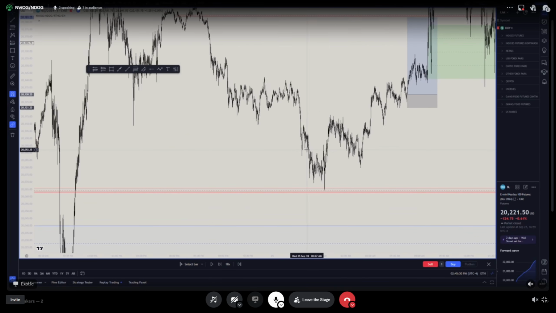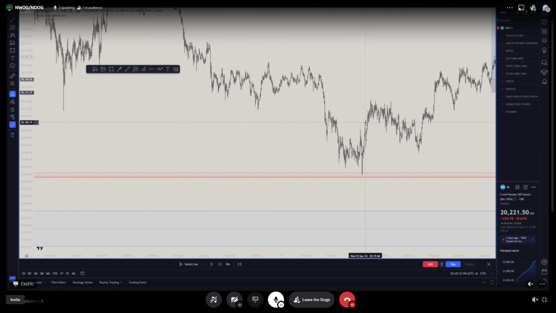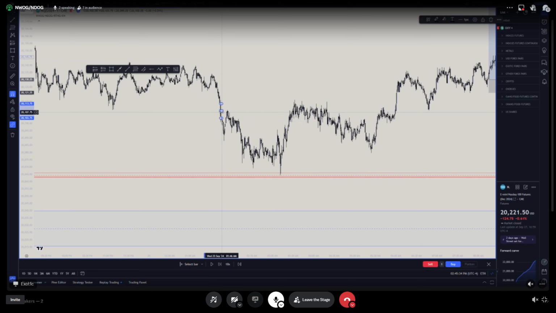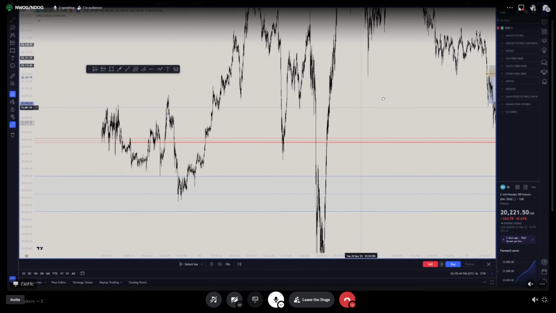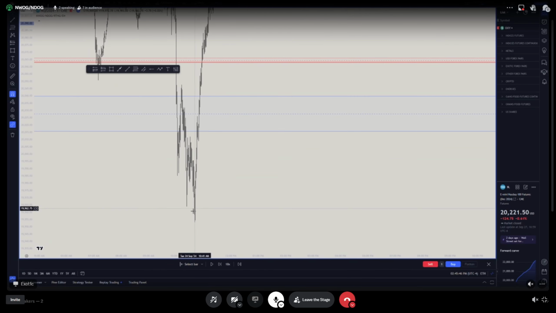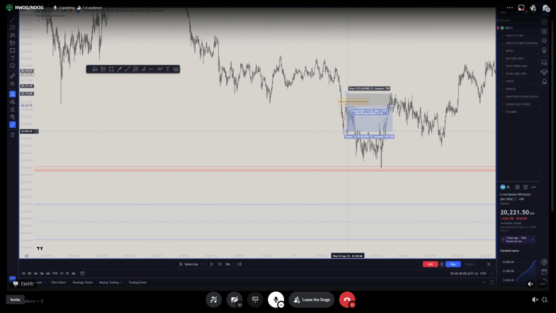You can target, let's say, down here. Let's say you wanted to take a short down here off this fair value gap, but you had no real liquidity to take, no draw on liquidity on here, right? Let's say you entered short right here, and your nearest liquidity was all the way down here. You can use this as a take profit, right?